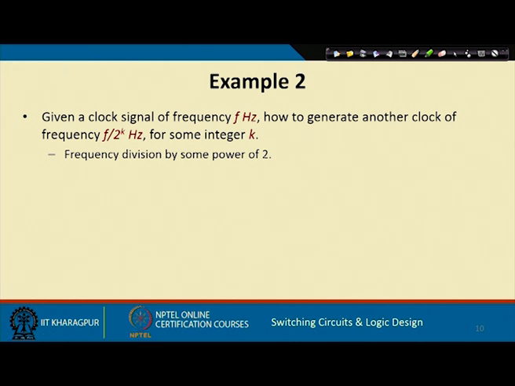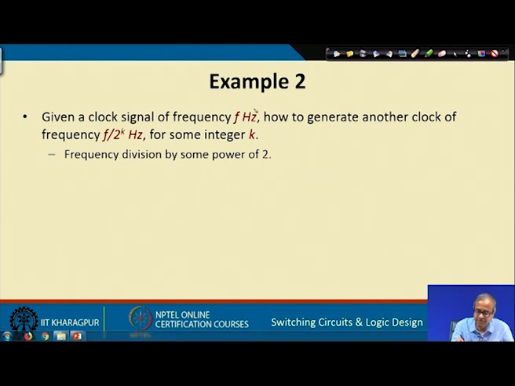Let us extend this example further. Here, again we are given a clock of frequency f, and we are doing frequency division, but not by 2; rather we are dividing by some arbitrary power of 2, let us say 2 to the power k, where k is some integer. Let us take an example again. Let us assume k is 3, which means I am trying to divide the frequency by 8, since 2 to the power 3 is 8.